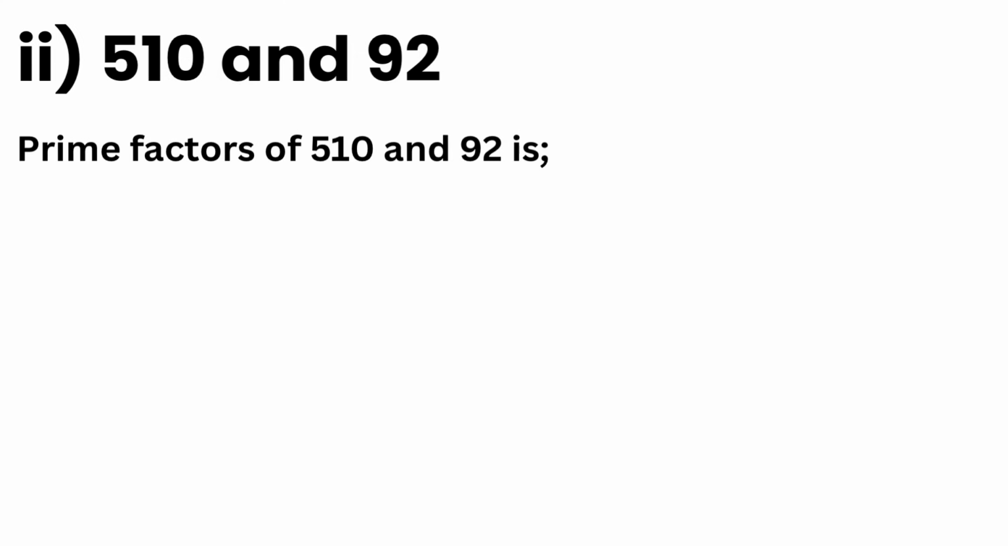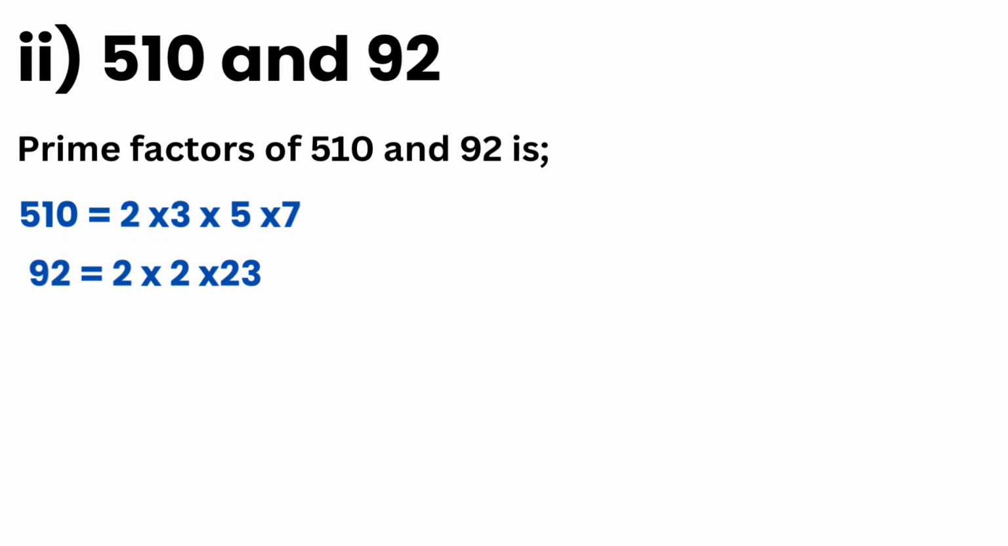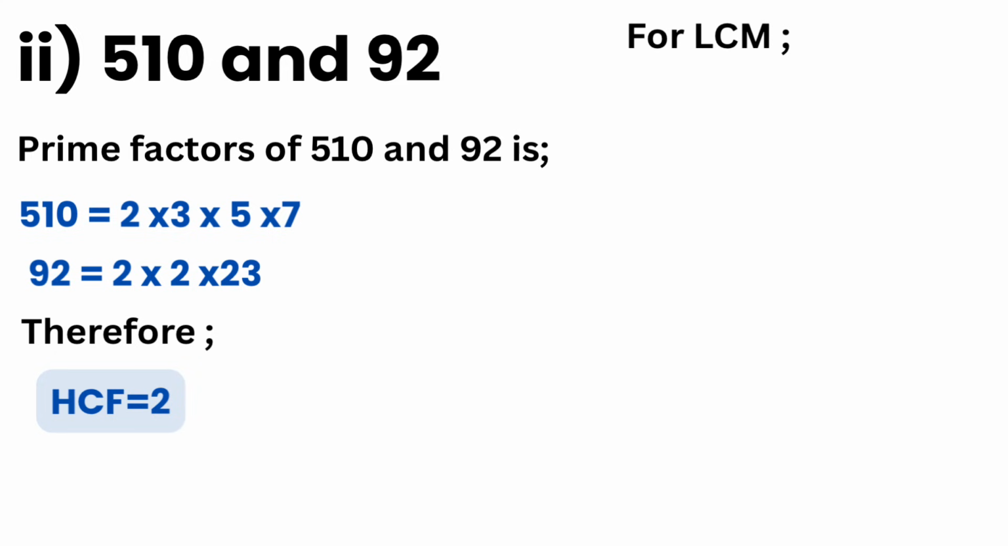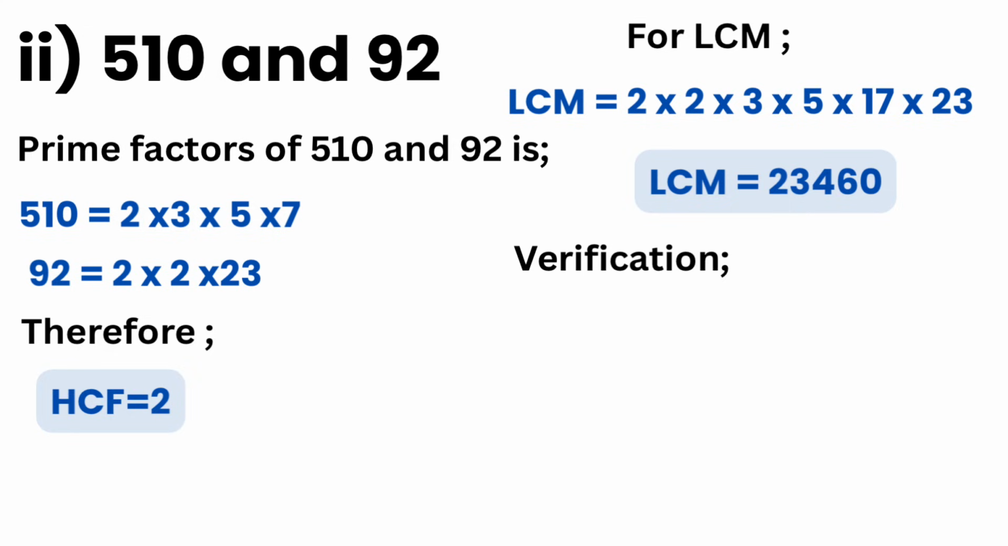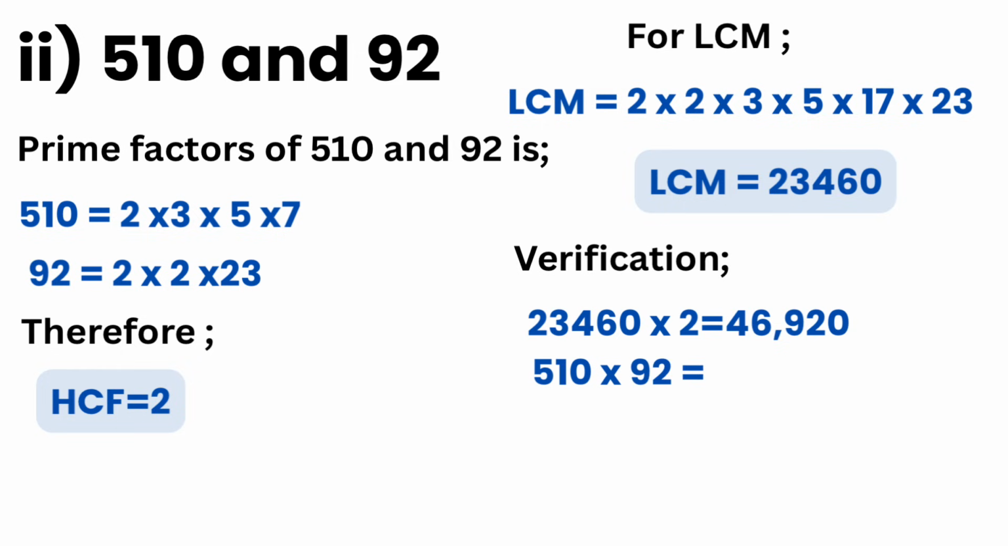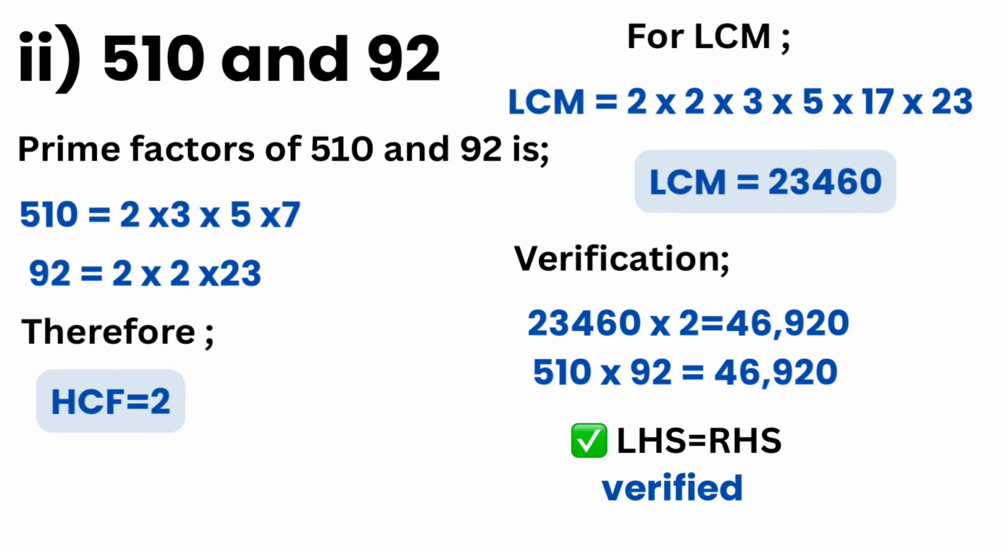Here, you also have to find the prime factors for the given numbers. So, 510 would be 2 into 3 into 5 into 17 and 92 would be 2 into 2 into 23. Here, the only common factor is 2. So, the HCF is 2. For the LCM, we take the greatest power of every prime factor. That gives us 23,460. Now for verification, multiplying HCF and LCM gives 46,920, which is exactly equal to the product of these two numbers.